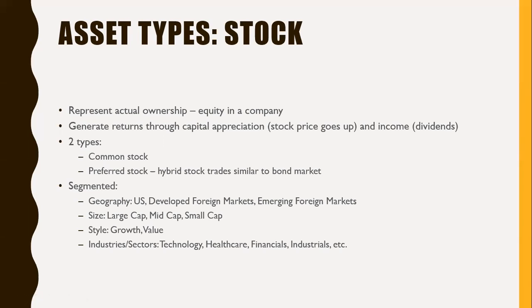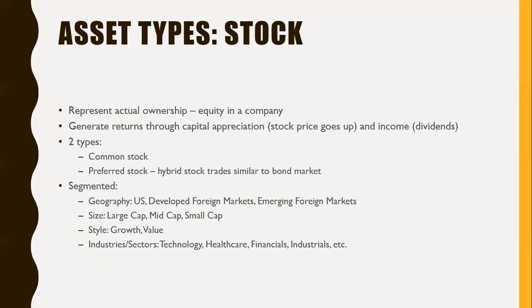So with stock, it represents actual ownership or equity in a company. It generates returns through capital appreciation, which means that the stock price goes up after you've purchased it, and income, which would be dividends that the company is paying out. There are 2 types of stock, common stock and preferred stock. Most people don't know about preferred stock, or we don't talk about it as much. It's a hybrid stock that trades similar to the bond market, and we'll talk a little more about the bond market shortly.